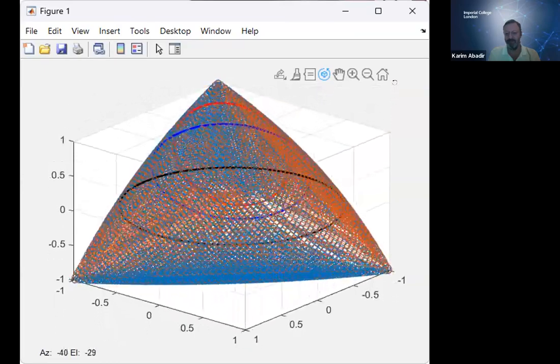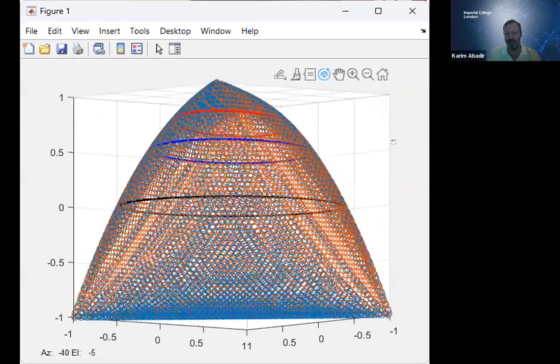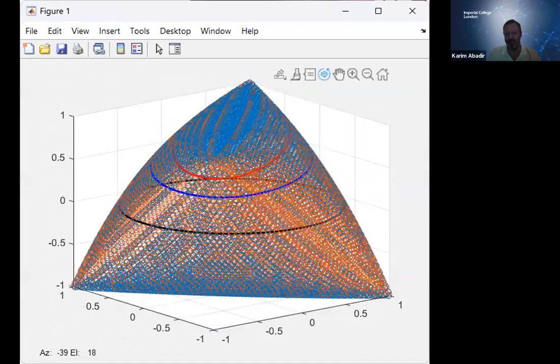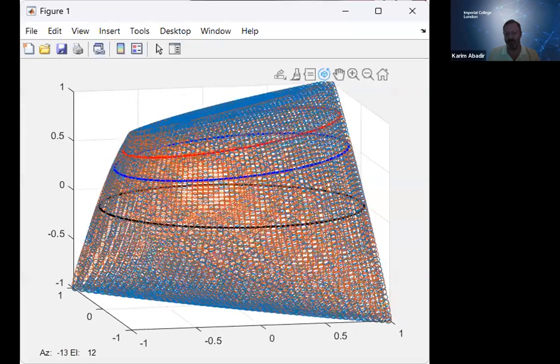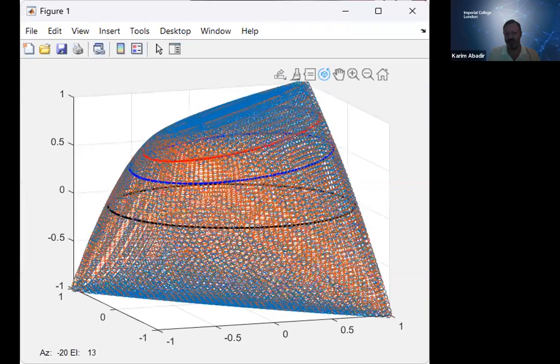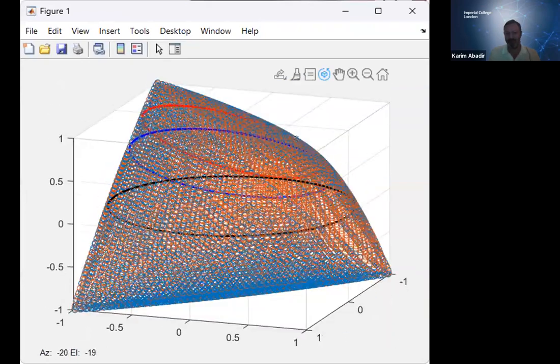Just to show you at the bottom, it's going in the opposite direction from the top. Okay, so there we go. Okay, so that's a little bit of fun there. Let's go back to the talk.